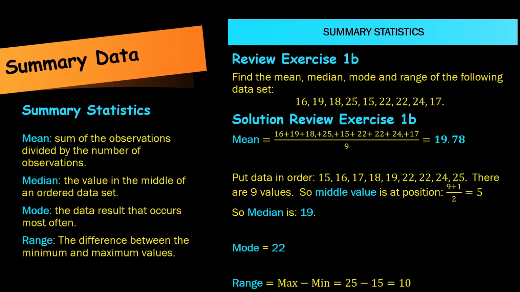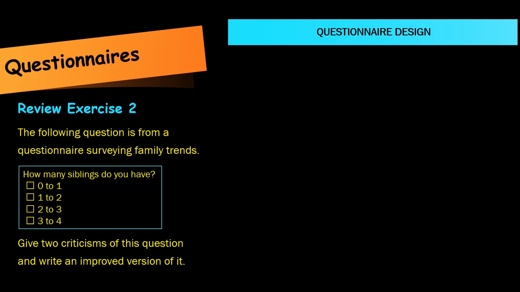And now for review exercise 2. The following question is from a questionnaire surveying family trends. It says, how many siblings do you have? 0 to 1, 1 to 2, 2 to 3, and 3 to 4. Give 2 criticisms of this question and write an improved version of it.